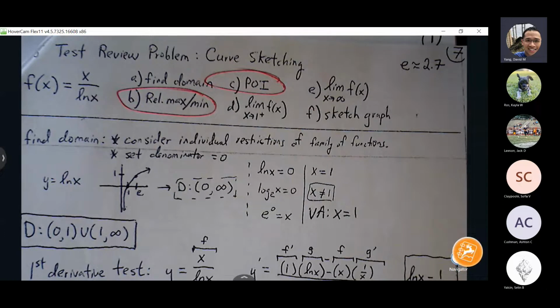I redid these two questions, which are those.